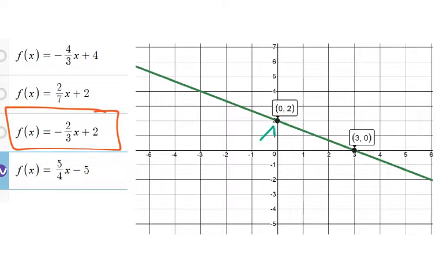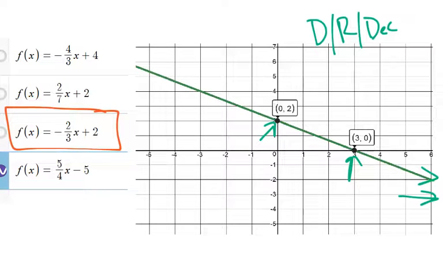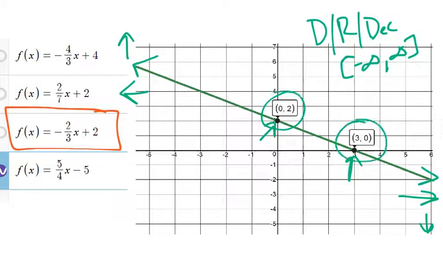And we can see those y-intercept and x-intercept and all that stuff. Okay? And once again, our domain and our range and our decreasing would all be the same, right? Because this keeps going to the right and to the left. Also keeps going up and down. And it's always decreasing, so that would be negative infinity to positive infinity. Okay, no maximum, no minimum.